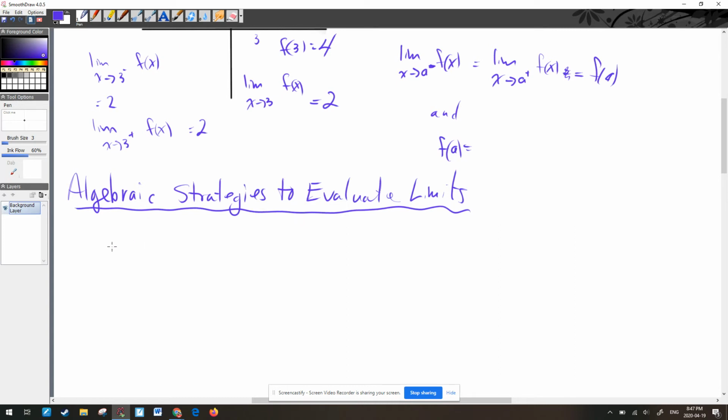And so we had some different ones. I mean, one of the primary ones was just substitute right away. And that was one of those ones where the only reason you don't evaluate a limit as it appears is if it breaks.